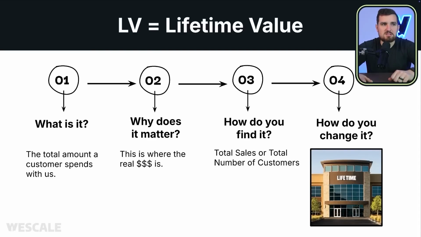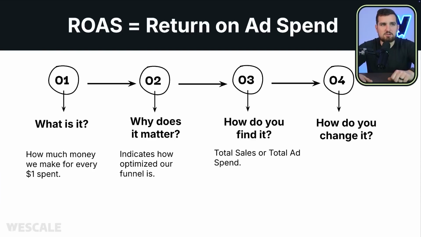Lifetime value, this is the total amount a customer spends with us. Why does it matter? This is where the real money is. We want to get people to buy 5, 6, 7 times. We worry about this later on. In the beginning, we just focus on our main 3 metrics: cost per link click, conversion rate, average order value. Then ROAS is our return on ad spend. So this is how much money we make for every $1 spent.